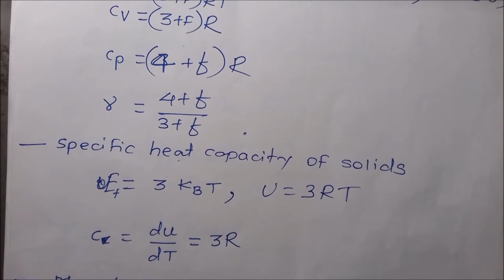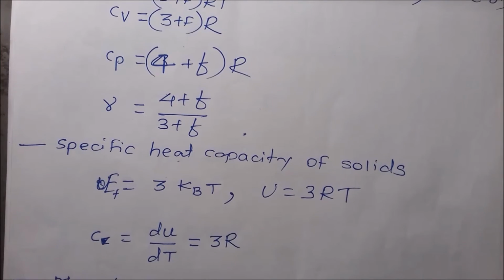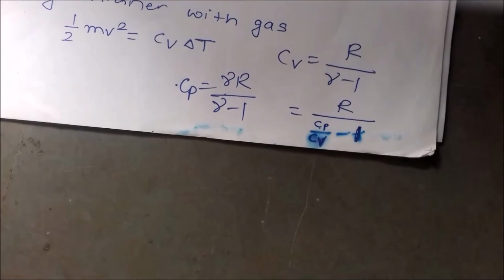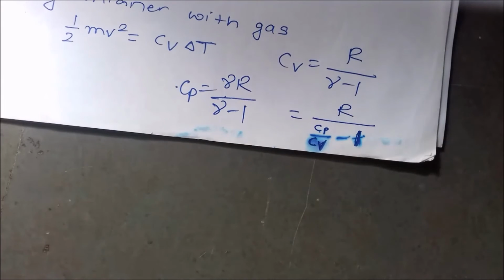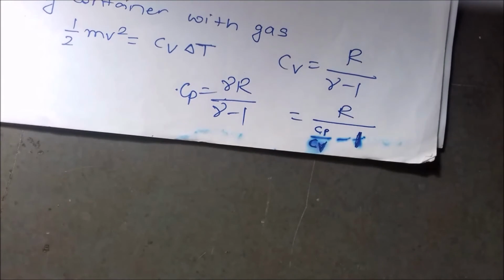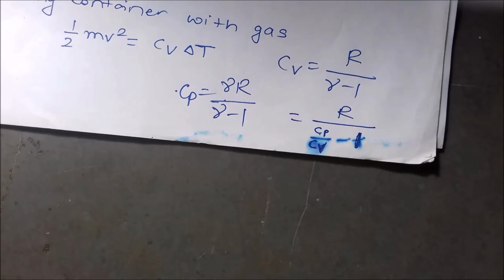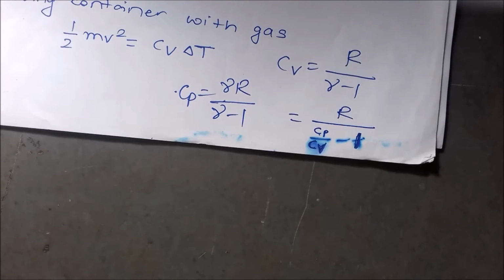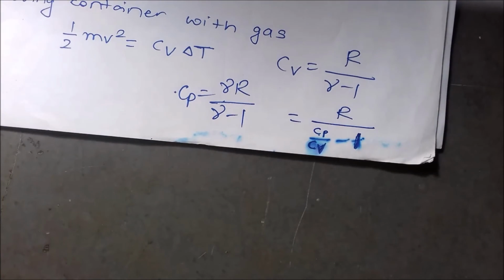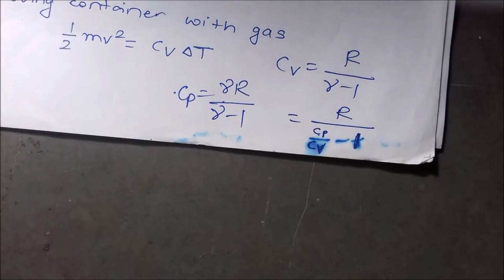Then Meyer's formula is Cp minus Cv is R. Cp is gamma R upon gamma minus 1 and Cv is R upon gamma minus 1. Cv is R upon gamma minus 1, Cp is gamma R upon gamma minus 1.